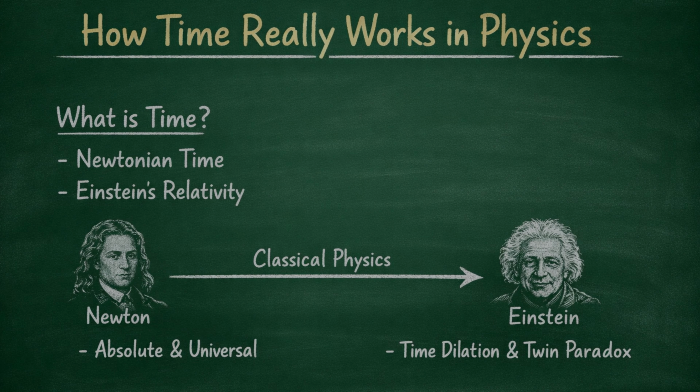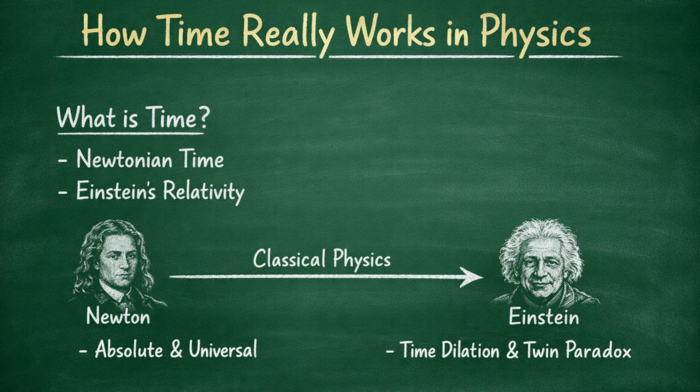In this lecture, we explore how modern physics understands time. In classical physics, Newtonian mechanics, time was absolute and the same for everyone. But Einstein's theory of relativity showed that moving clocks run slow and time itself can stretch. We will see that the key to understanding time lies in both relativity, time dilation, and the twin paradox, and thermodynamics, entropy, and the arrow of time.